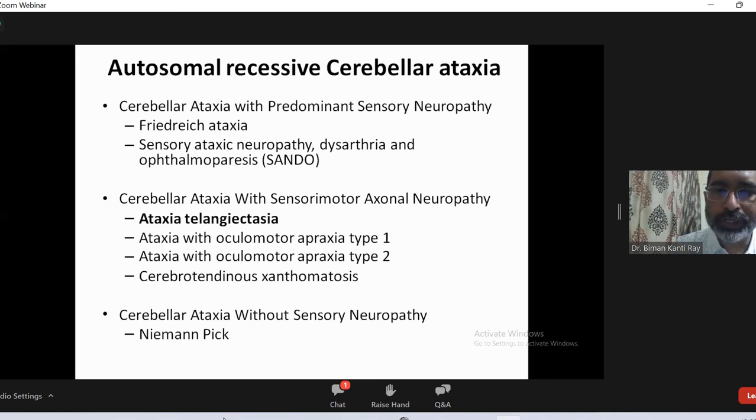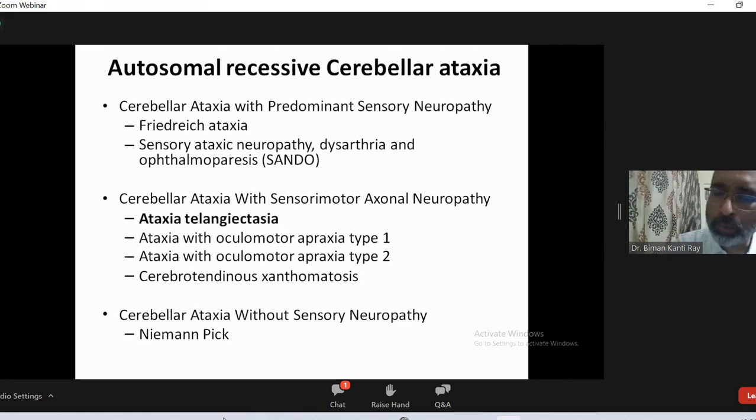The second group is cerebellar ataxia with sensory motor axonal neuropathy. In the first part, it was only sensory neuropathy. In the second part, it is cerebellar ataxia with sensory motor axonal neuropathy. The classical examples are ataxia telangiectasia, ataxia with oculomotor apraxia, and CTX, that is cerebrotendinous xanthomatosis. Third group is cerebellar ataxia without any sensory neuropathy, that is Niemann-Pick, where there is ophthalmoplegia, vertical gaze deficit, splenomegaly, and cherry red spot.